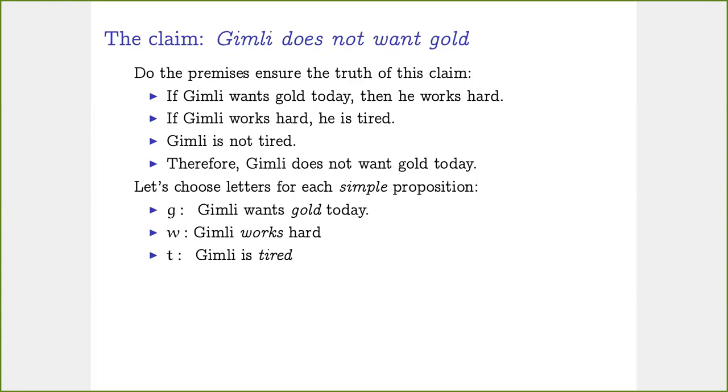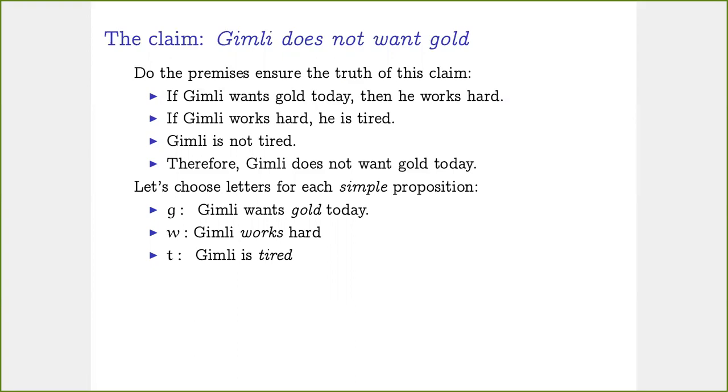Along the way, what we'll do is we'll first give a name, a symbol, to each of the simple propositions. For example, the simple propositions don't have ifs and thens or nots in them. So there's only three simple propositions in this argument. G stands for Gimli wants gold today. W stands for Gimli works hard. And T stands for Gimli is tired.